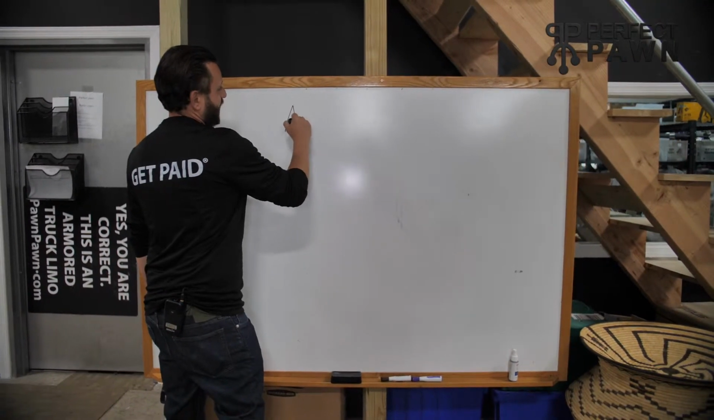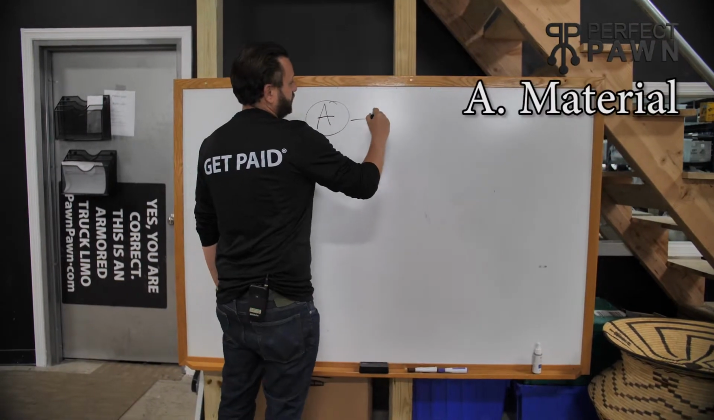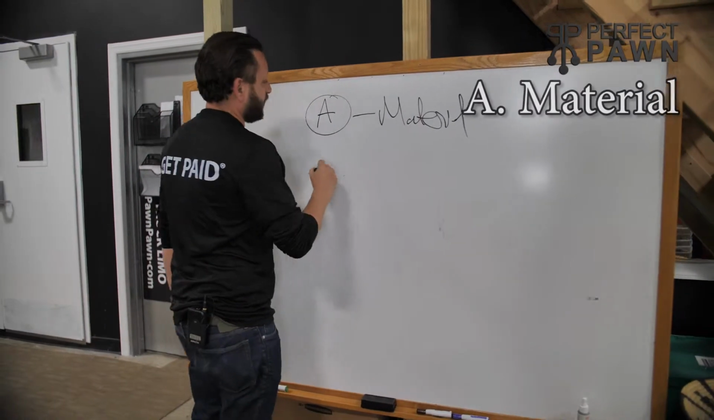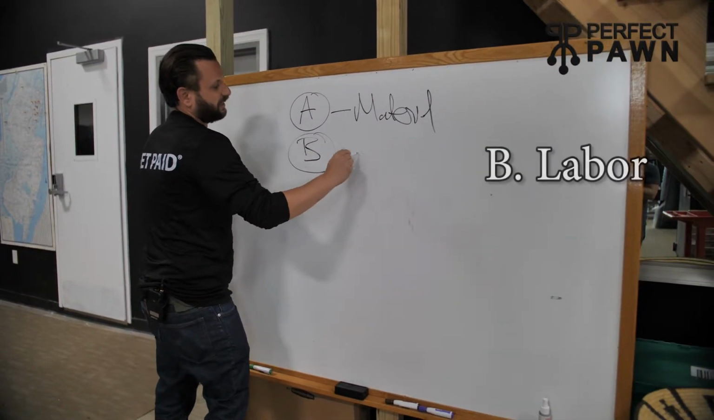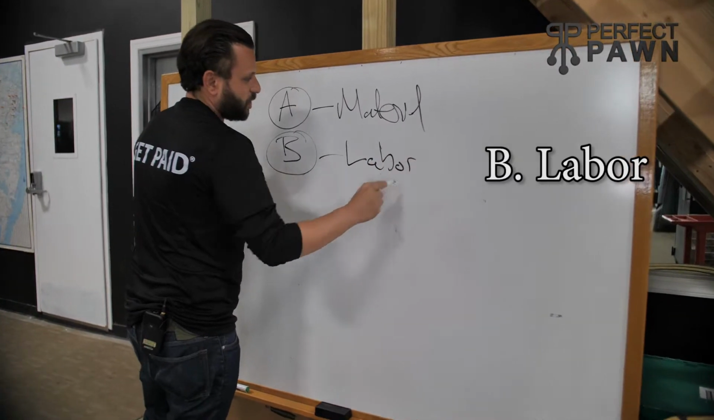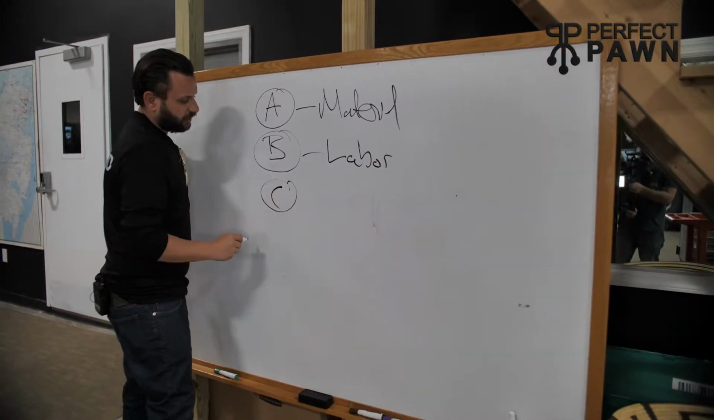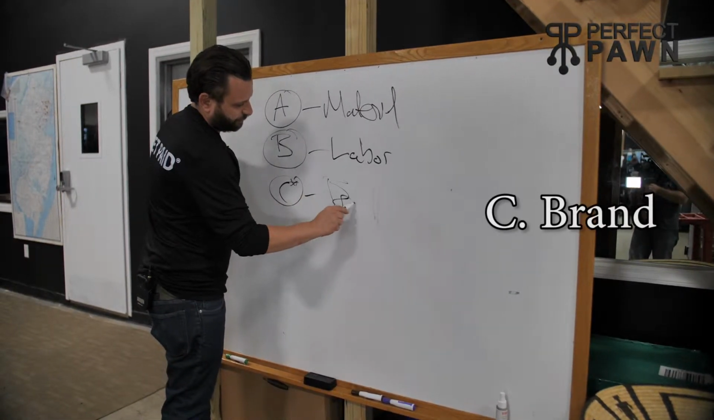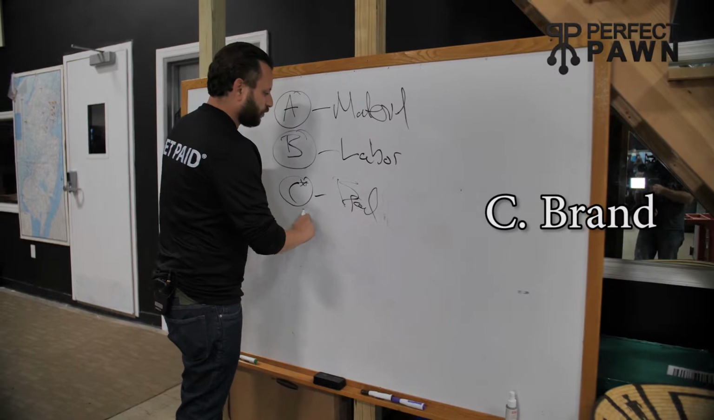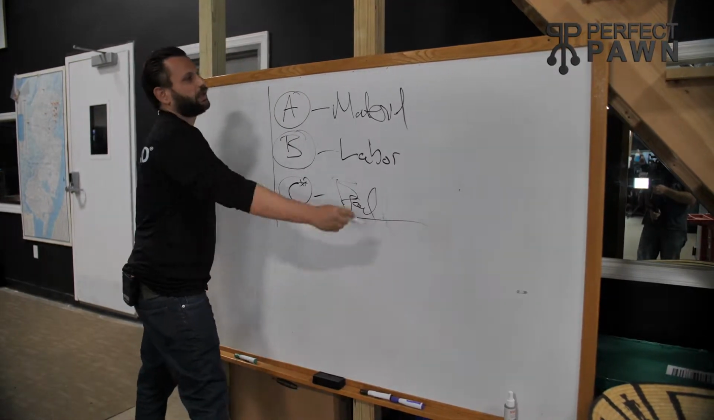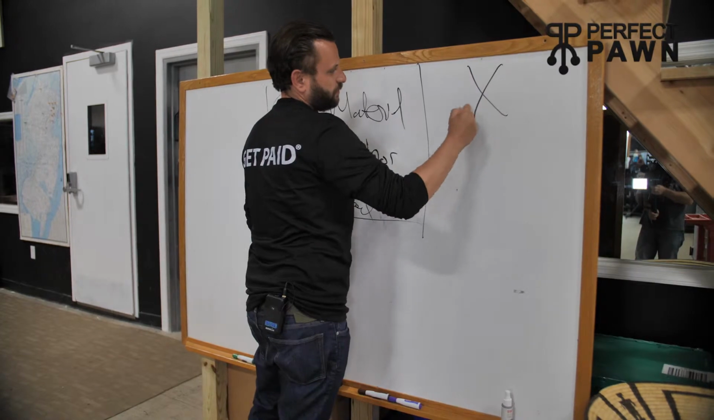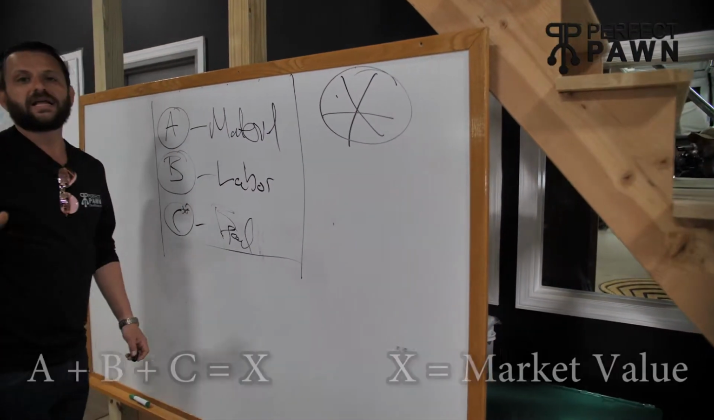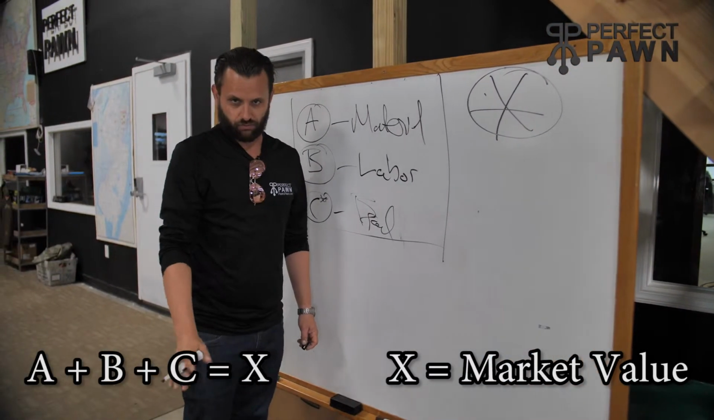You have A, we'll call it material. My handwriting is horrible. And we'll take B, and we'll call this labor. And then we'll take C, and C, we'll put a little asterisk next to it because this one's a little complicated. We'll say brand. Okay? Now, those 3 things, A, B, and C, determine X. Now, X is market value, okay?